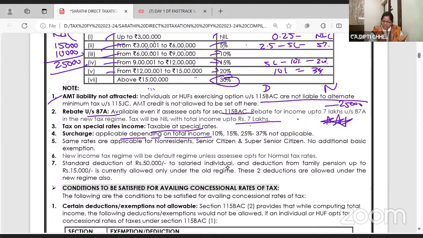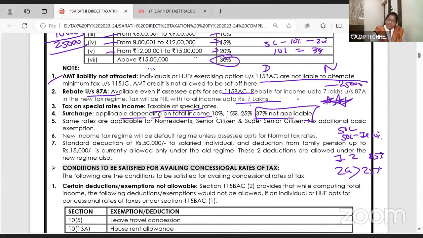Done? Surcharge. Applicable surcharge is 10, 15 and 25. This I already told you. 37% surcharge is not there. Up to 50 lakhs, no surcharge. 50 lakhs to 1 crore, 10%. 1 crore to 2 crore, 15%. 2 crore and above, 25% surcharge. Khatam. 37% surcharge is not applicable for the default tax regime.